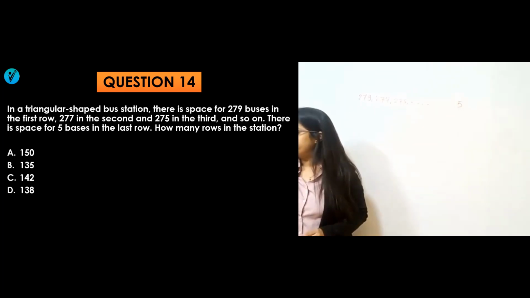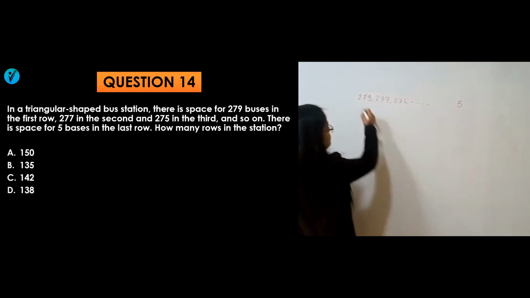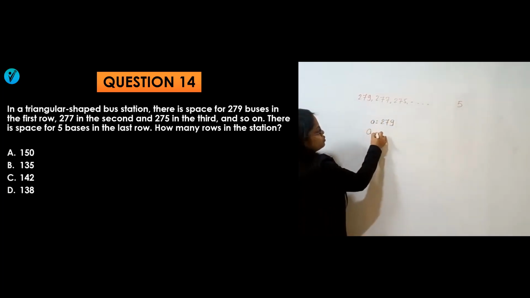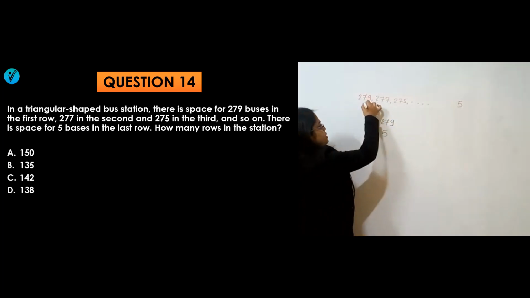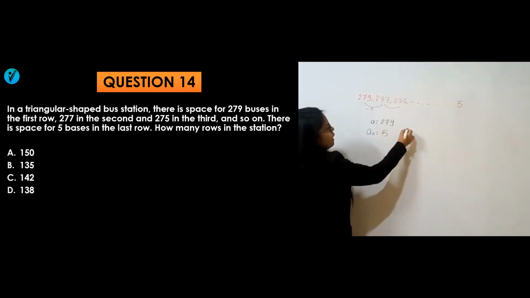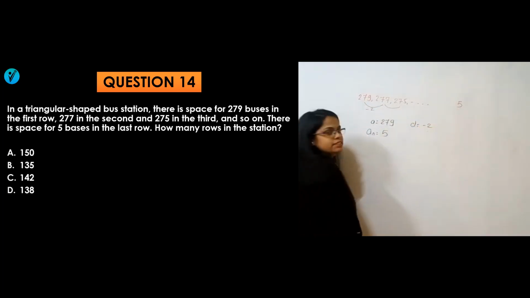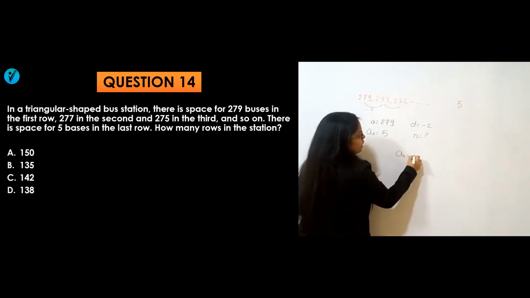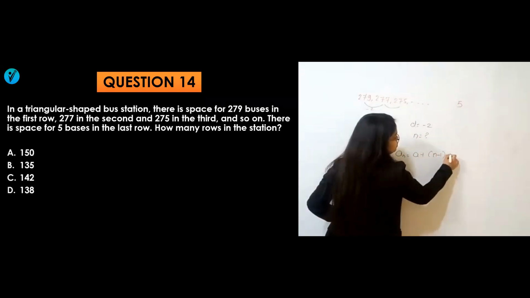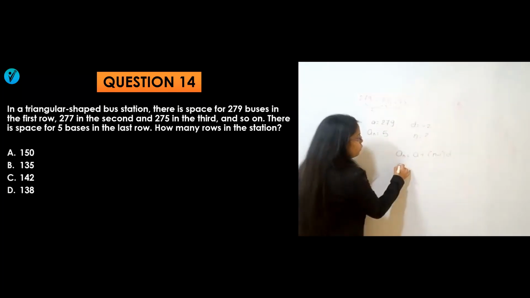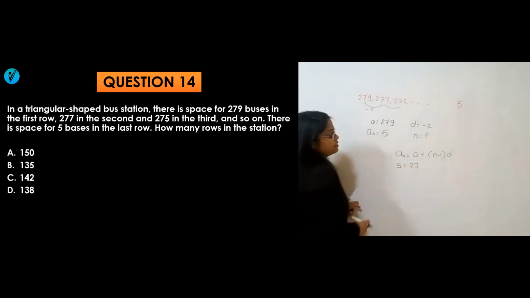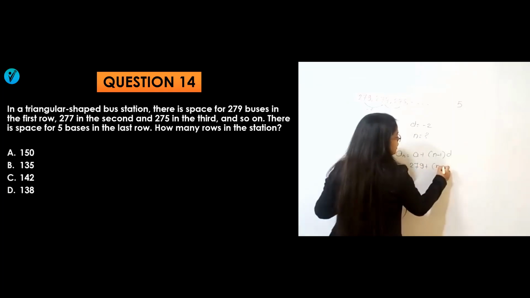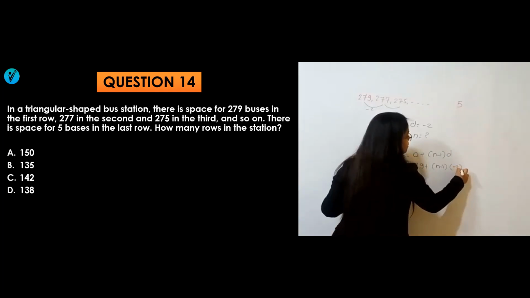So if you observe it, what can you say? The first term a is equal to 279. The last term an will be equal to 5. The difference d is minus 2. We have to find n equal to what? So we have a formula: an is equal to a plus n minus 1 into d. Here an is 5, which is equal to a, which is 279, plus n minus 1 into d, which was minus 2.